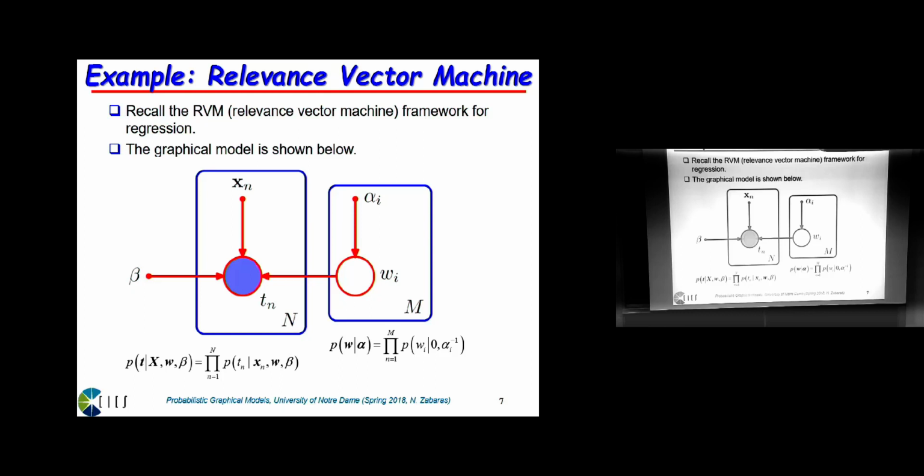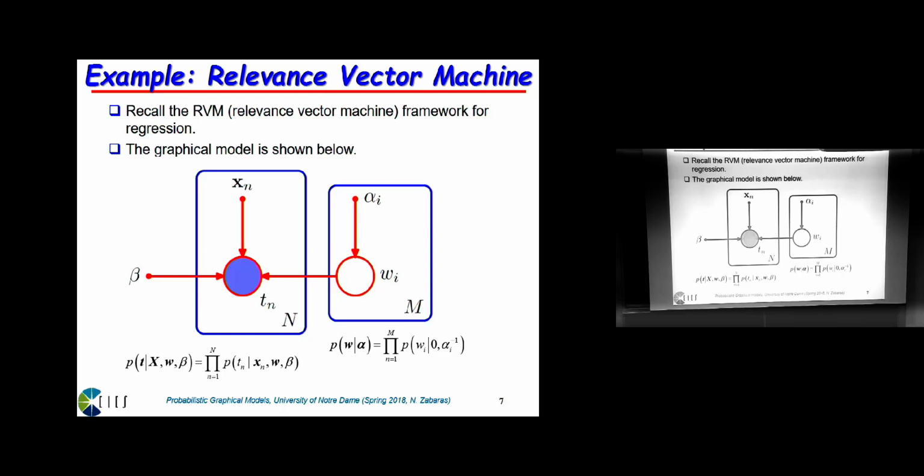It's similar in many ways to the previous model, but you notice now there is another plate around the W's, and these hyperparameters alpha are inside this plate, which means there must be some prior on W that looks like that. So we have M W's. When you look at this picture, it implies that for each of these W_i's I am putting its own prior, and effectively they are the same type of distributions, let's say Gaussians, but the variance is different.